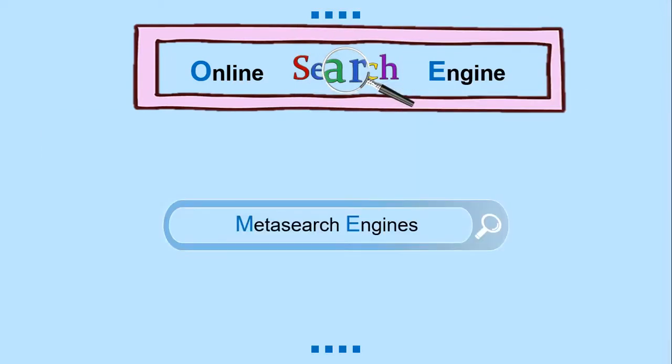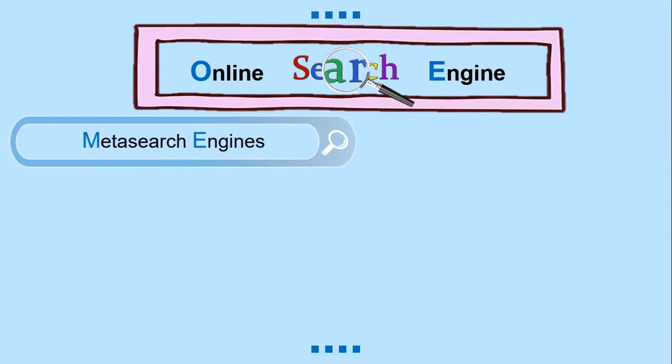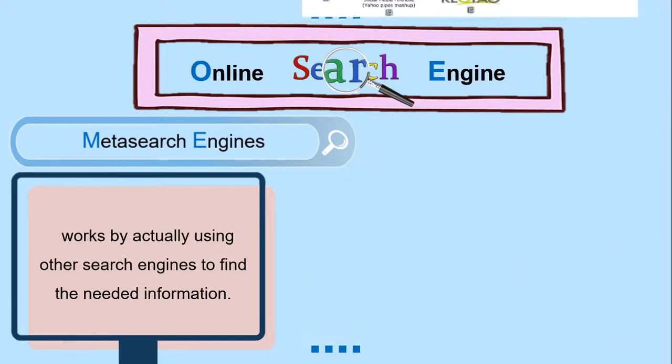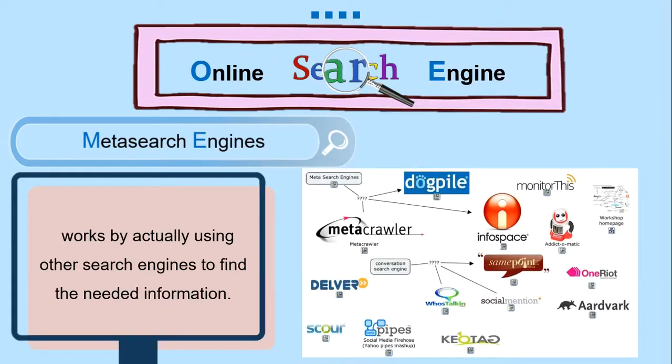A meta search engine, on the other hand, works by actually using other search engines to find the needed information. It works the same way when you use a website to help find the best deals on a particular product or, say, flight booking for your trip. Popular examples of this type include Blingo, Dogpile, and Metacrawler.